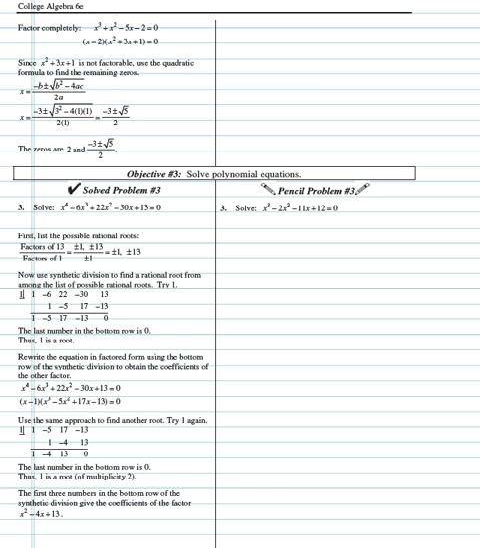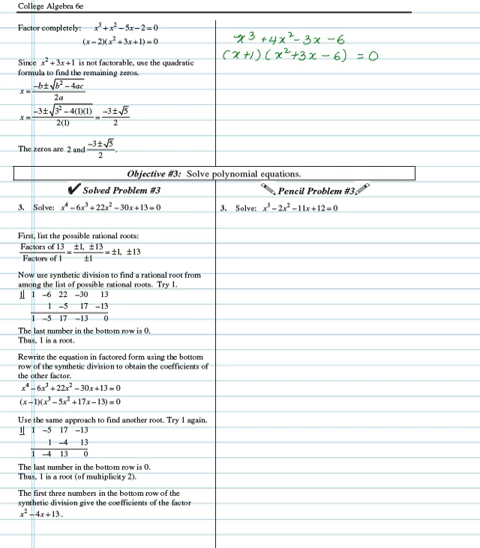Now let me go back and check what my function was. The function f of x was x cubed plus 4x squared minus 3x minus 6. Is that what it is? Yes. Using synthetic division, I factored it into x plus 1 times x squared plus 3x minus 6. Now I cannot factor x squared plus 3x minus 6.